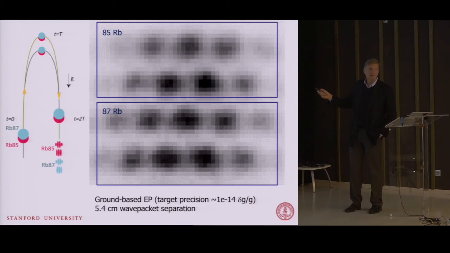And that's for rubidium 85. The same thing is happening for rubidium 87. And in order to put both collections of ports on the same camera screen, if you will, we introduce a little bit of extra momentum to the 87 ports after the final beam splitter so that they show up on the screen as shown here. Does that answer your question? Great, thanks.